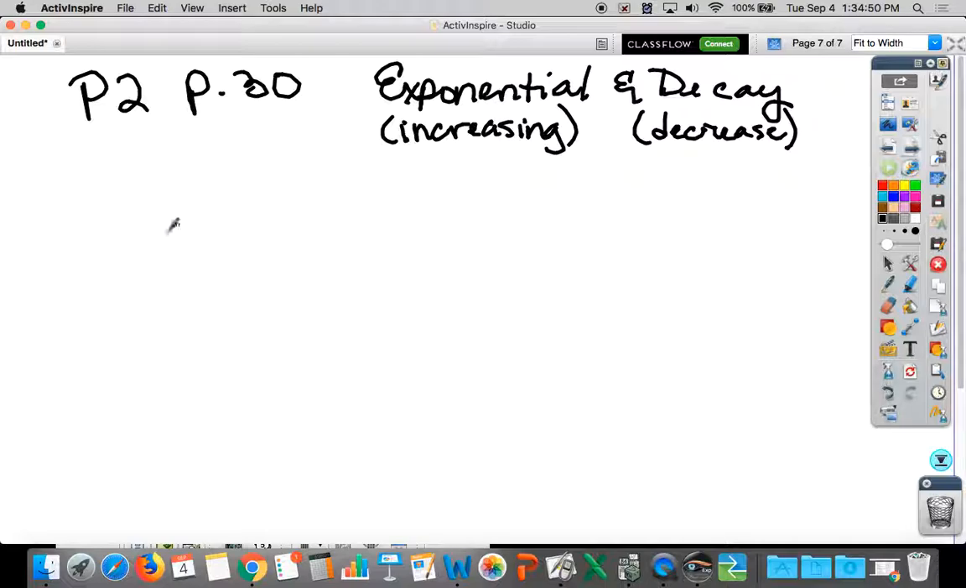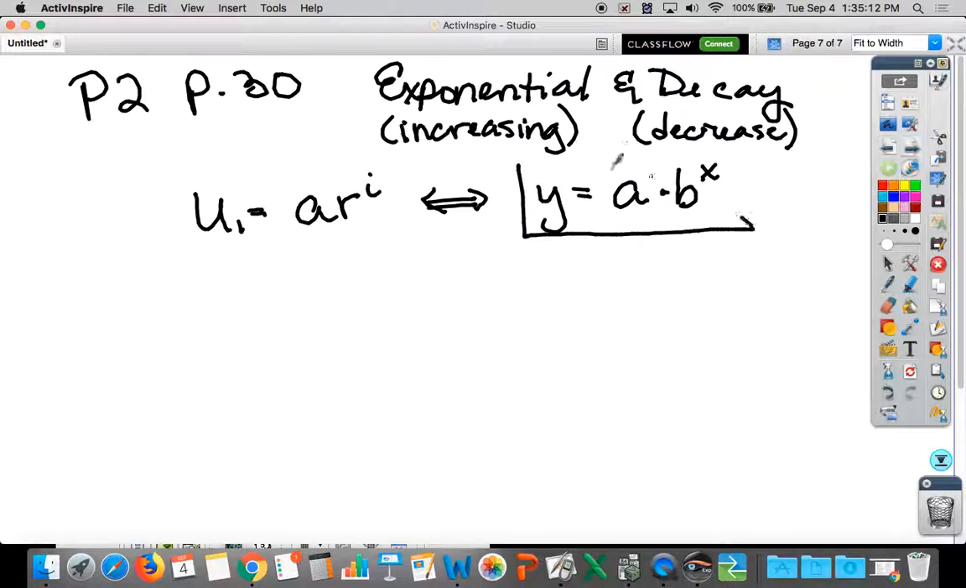Okay, so they give you a formula in the book like this. Okay, but we're going to translate that to something that we're more familiar with than this. So this is the format that we're going to be using. Okay, this is the more familiar format. Looks very much like what? Exponential form. There's just one difference. What is it? The A.